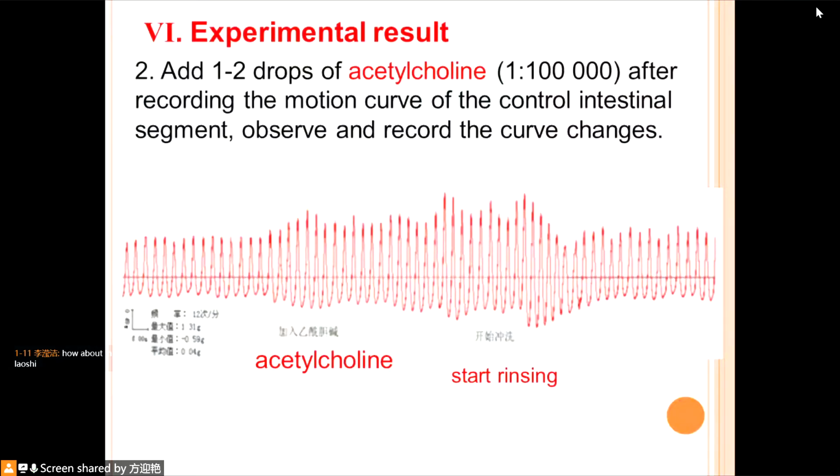We can also see that the sympathetic nerve can inhibit the intestine functions, and the vagus nerve excites the intestine functions, which is different from the heart.